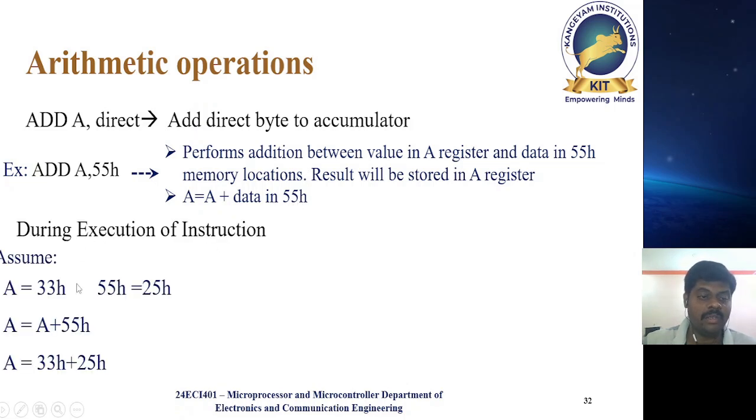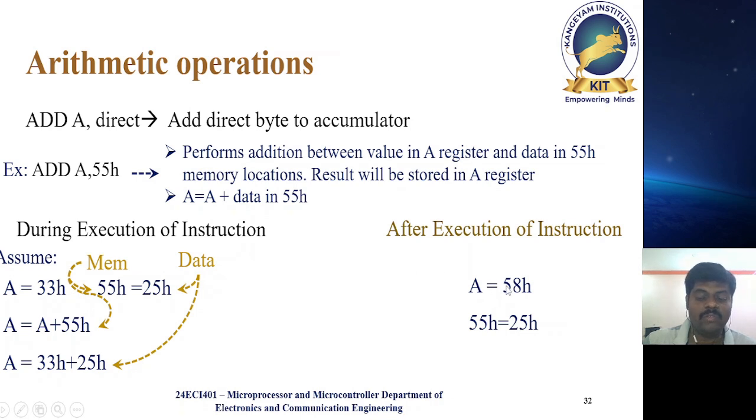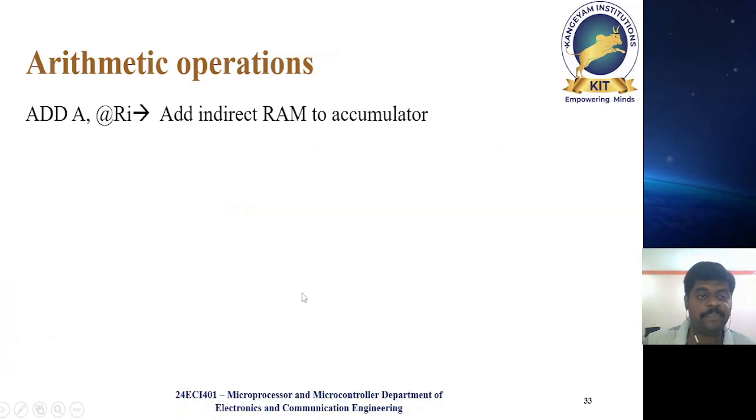So A equal to A plus the data in the 55 memory location. This is another example. Suppose A is having 33 and the 55 memory location is having a value of 25. So addition will happen like this: A equal to A plus 55. That means the value in 55 will be added, so 33 plus 25. As I told you, this is the memory location and this is the data. Okay, this data will be processed. After executing, the A register will have the result of these two values, and the 55 memory location will have the same value. It will not change.